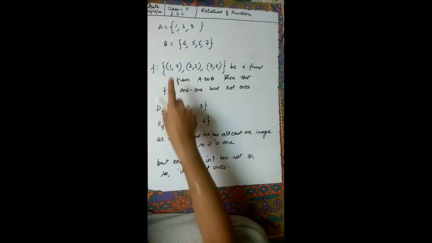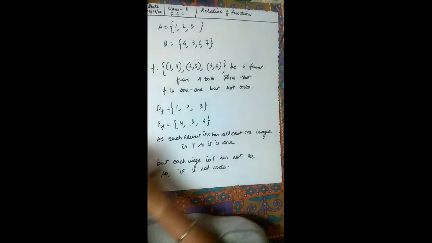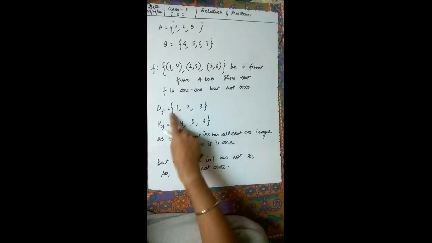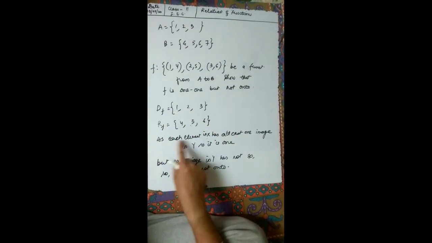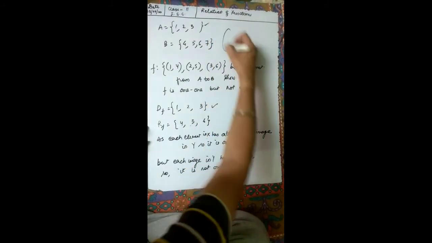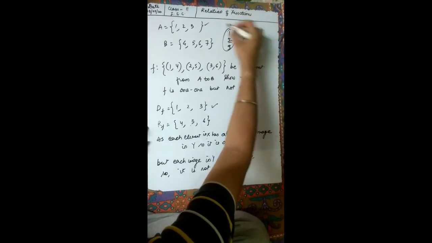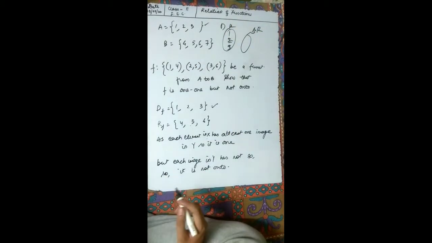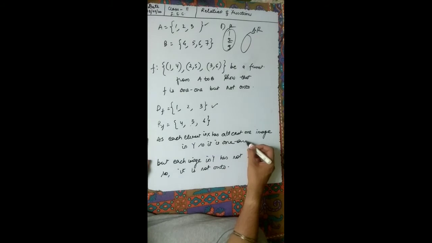So as I just separated the domain and range of this function, 1, 2, 3 will be the domain and 4, 5, 6 will be the range. In set A, 1, 2, 3 is only there. This is A, this is B, this is the domain and this is the range. So each element in x has at least one image in y. So it is a 1-1 function.